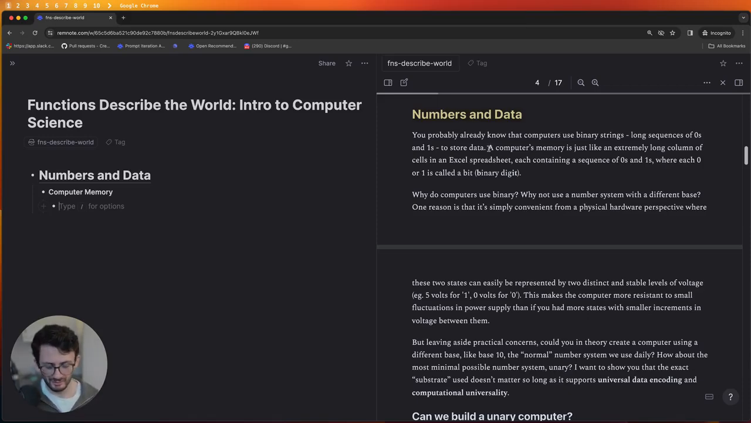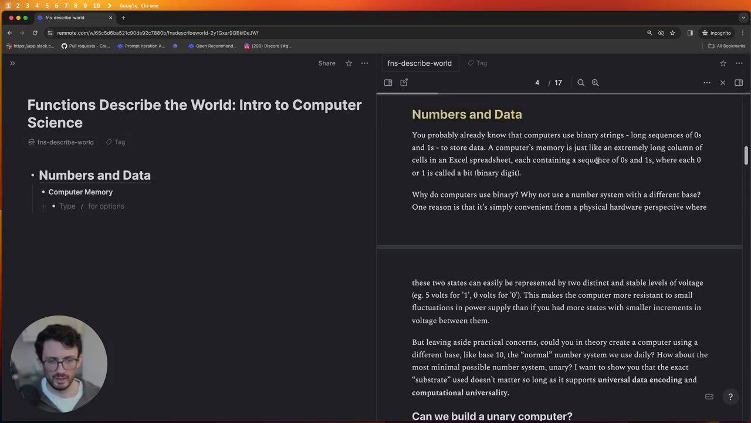So first of all, there's an analogy between computer memory and Excel spreadsheets, which is quite useful. I love analogies. I think they're the best way to bootstrap your understanding of a new field by connecting concepts in that new field to things you already know. So let's see how we can go about encoding this analogy as a flashcard using RemNote.